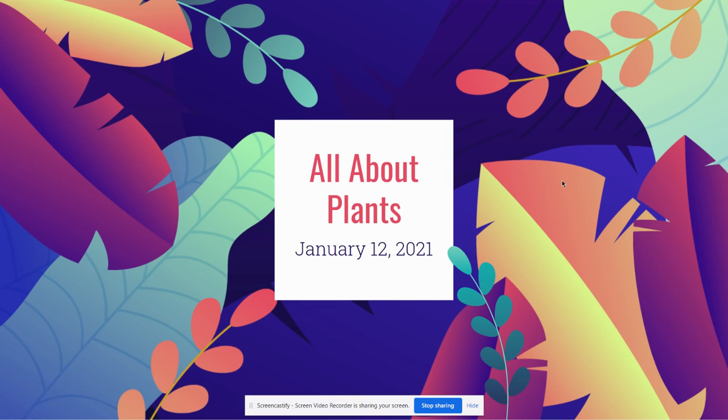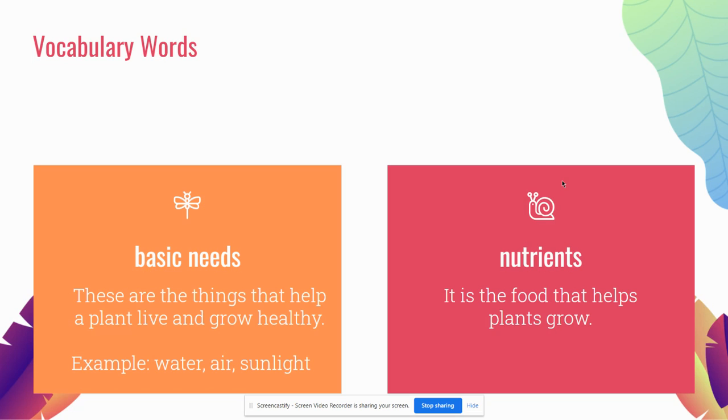So, we're going to be talking about plants, and we're going to be talking about literally everything about plants. So, let's see. Vocabulary words. It's important that you know this because it's going to help you understand more about plants.